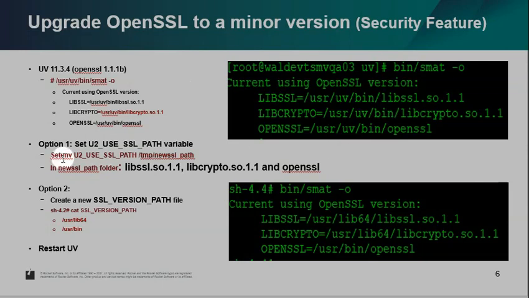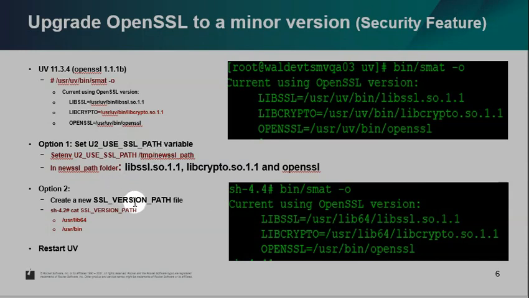Then they have option 1 and option 2. Option 1: if you have a new folder with a different OpenSSL version, then Universe 11.3.4 allows you to switch to that particular folder. You can set the environment variable called U2_USE_SSL_PATH to point to the new OpenSSL folder. After you restart, everything will be fine.